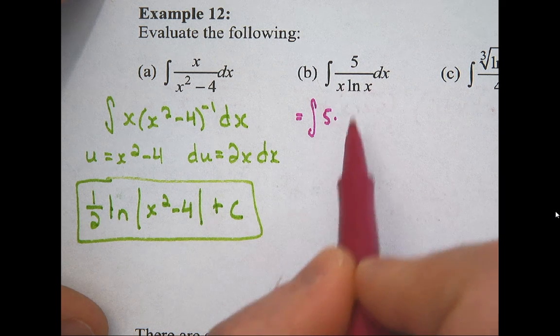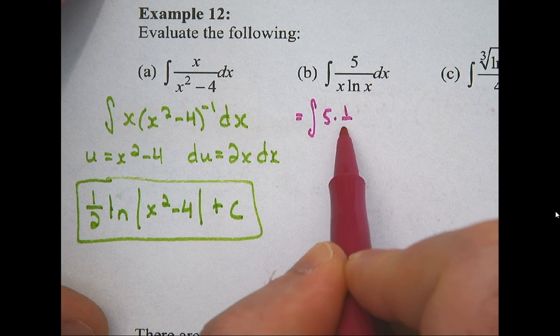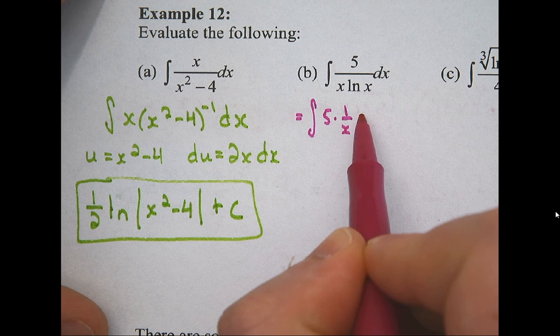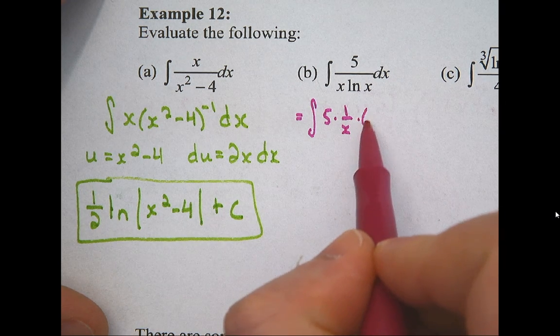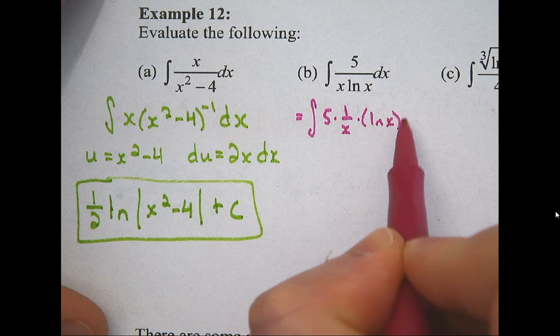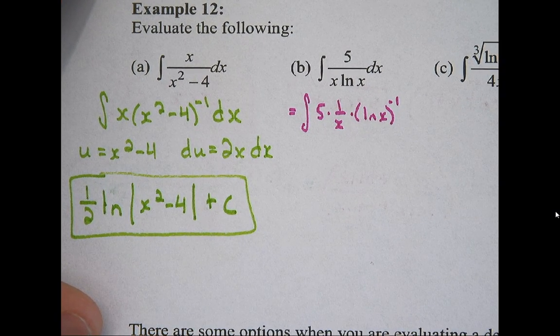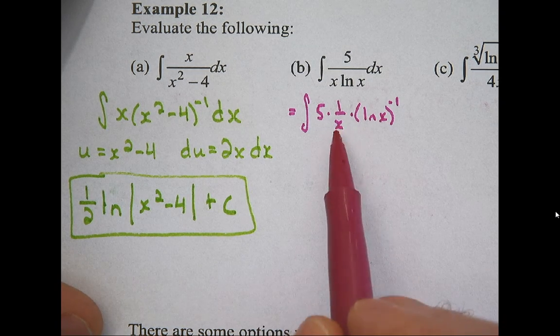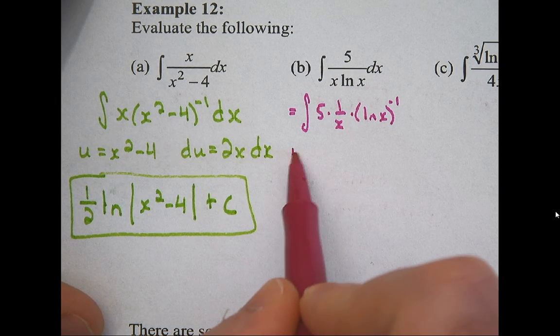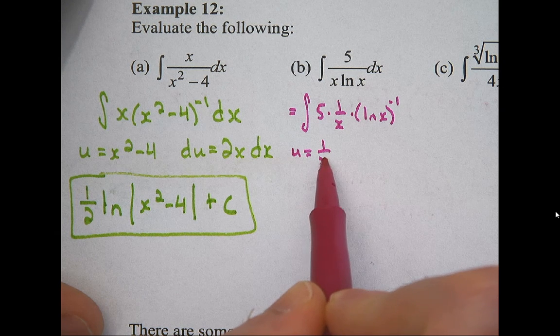What is this? This x on the bottom is the same as 1 over x times the natural log of x that was on the bottom. So that's to the negative 1. Now let's just say that you choose this time you want this to be u. I just want to show you that sometimes it doesn't work out.